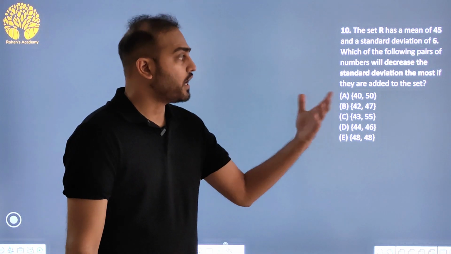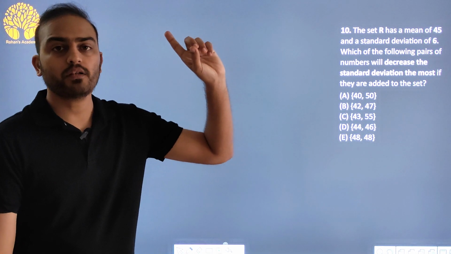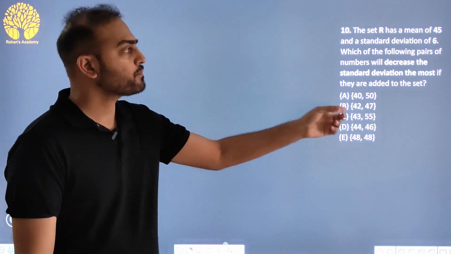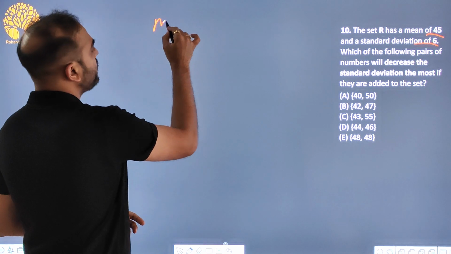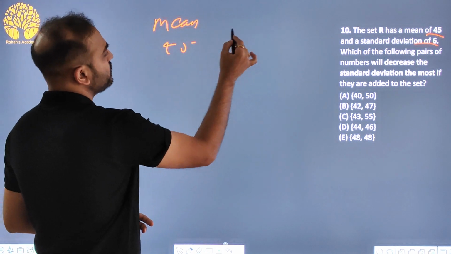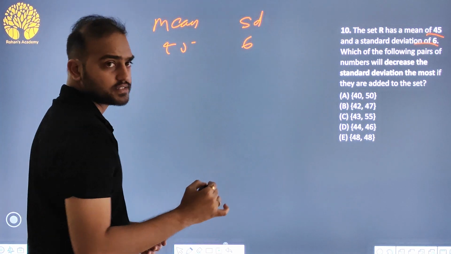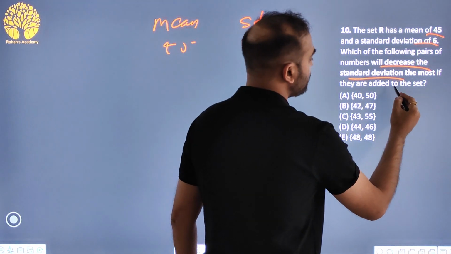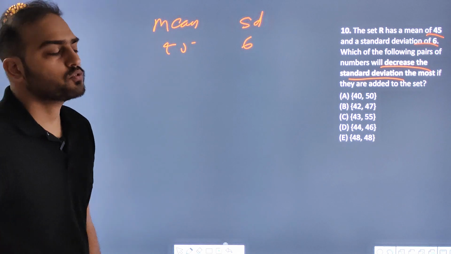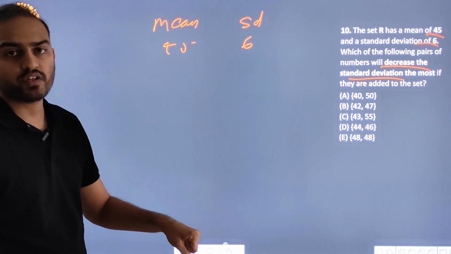Now again, if you remember the table, that will help you solve the question orally. See, what do we have? The mean is 45. Standard deviation is 6. What are we supposed to do? We have to decrease the standard deviation the most. So we have to decrease the standard deviation a lot.